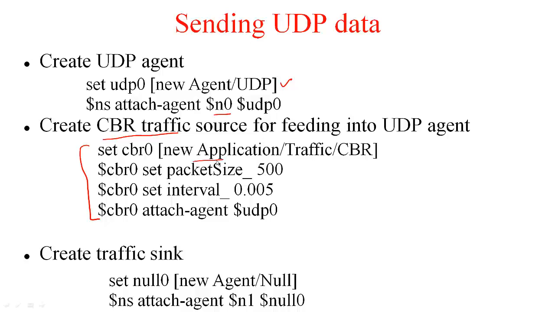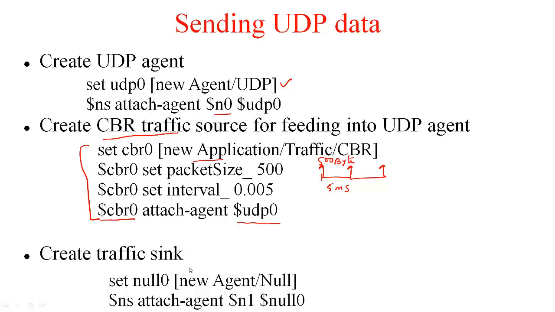So basically this creates a CBR traffic source, and for this I'm going to set the packet size to be 500, the interval to be 5 milliseconds. So in other words, in this case, packets get generated every 5 milliseconds, and these packets are of size 500 bytes. And then I'm going to attach this constant bitrate traffic source to the UDP sender, that is udp0, which is in turn attached to node 0.